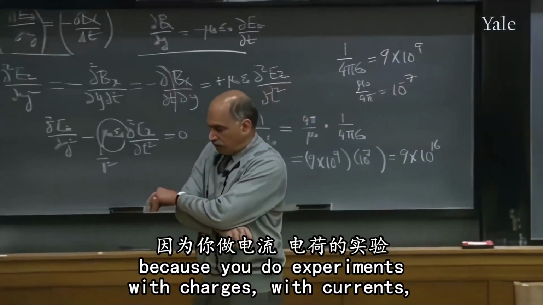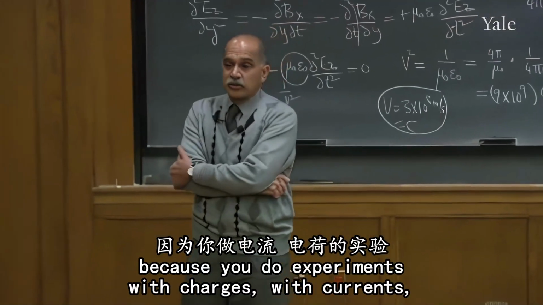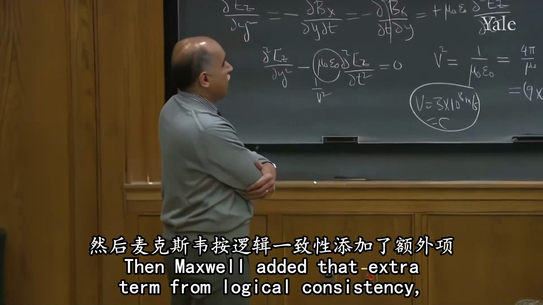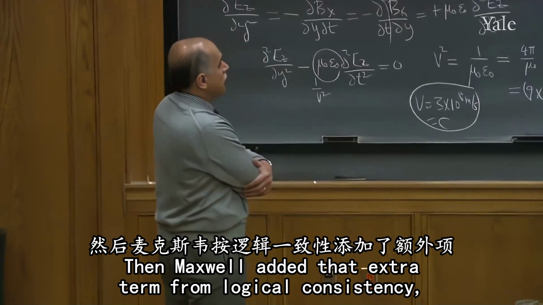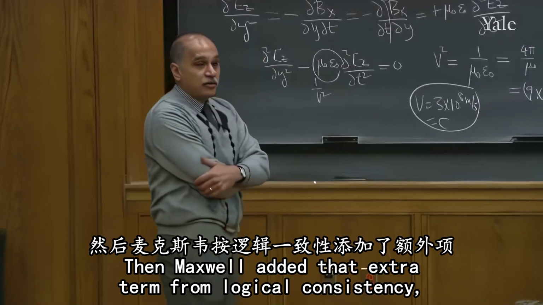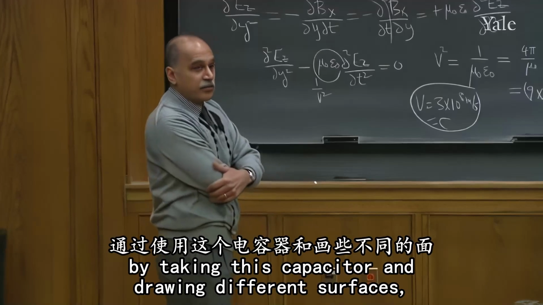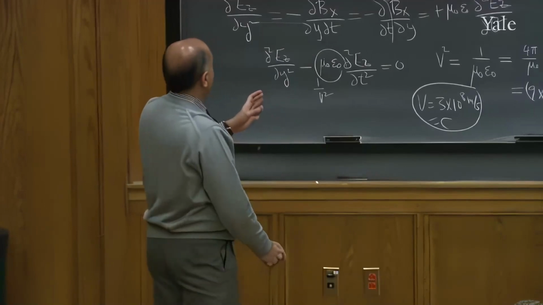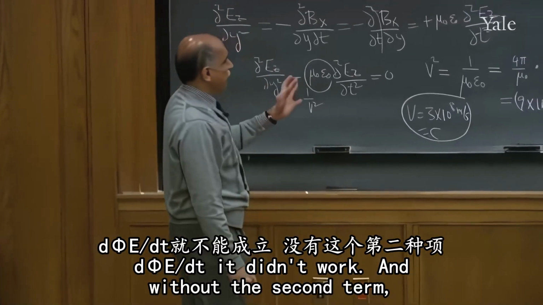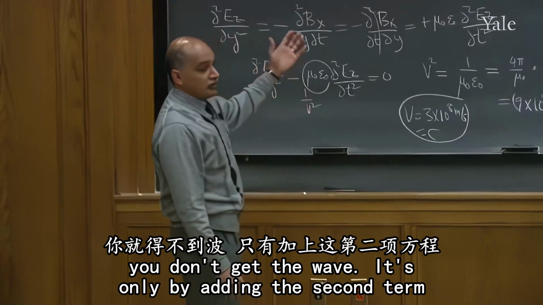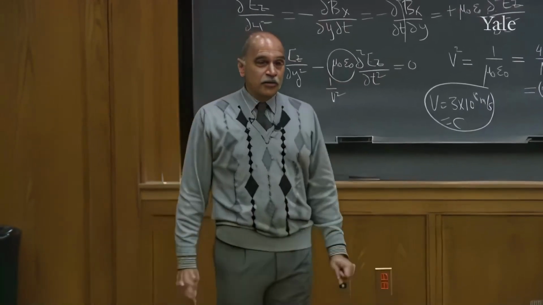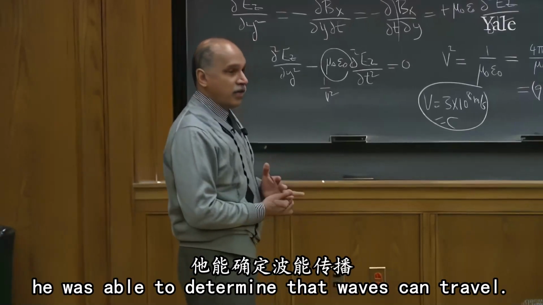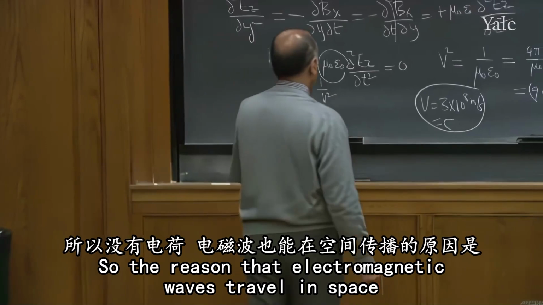So you have to think about how wonderful this is, because you do experiments with charges, with currents, and you describe the phenomenology as best as you can. Then Maxwell added that extra term from logical consistency by taking this capacitor and drawing different surfaces and realizing that unless you added the second term, the dΦE/dt, it didn't work. And without the second term, you don't get the waves. It's only by adding the second term and then fiddling with the equations that he was able to determine that waves can travel.